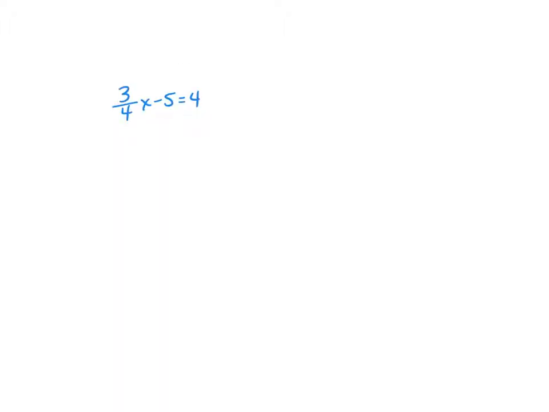Let's look at one with fractions. 3/4 x minus 5 is equal to 4. Once again, the first thing I'm going to do is get rid of any addition or subtraction that I have, so I'm going to add 5 to both sides. When I do that, I'm going to be left on the left-hand side with 3/4 x, and on the right-hand side, I'm going to be left with 9.